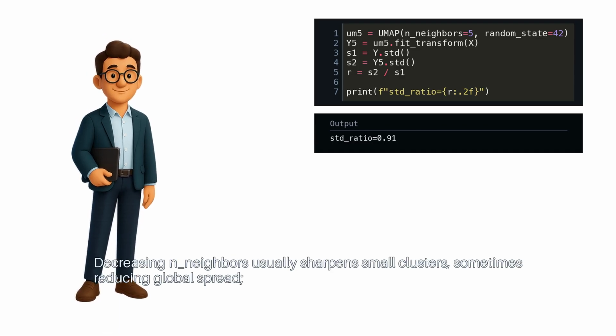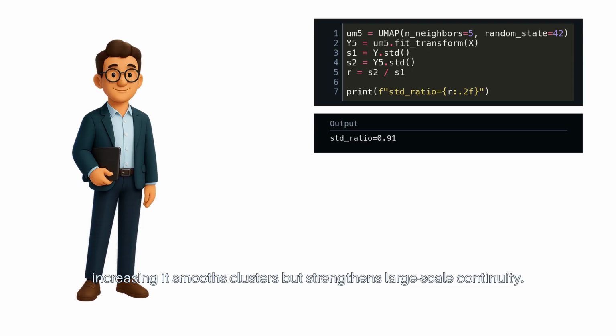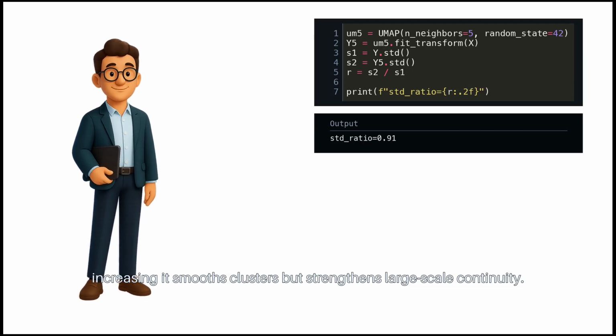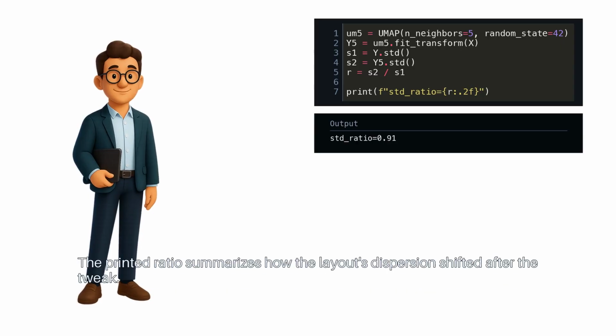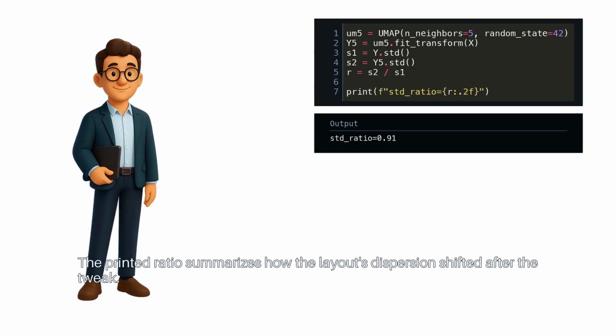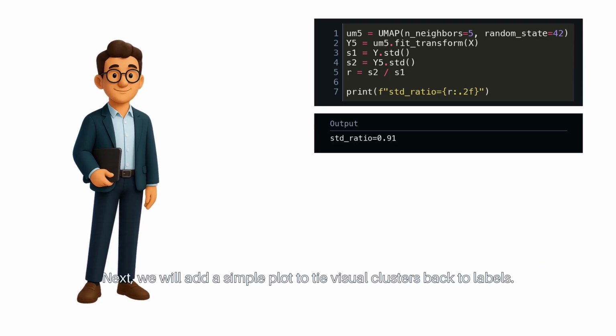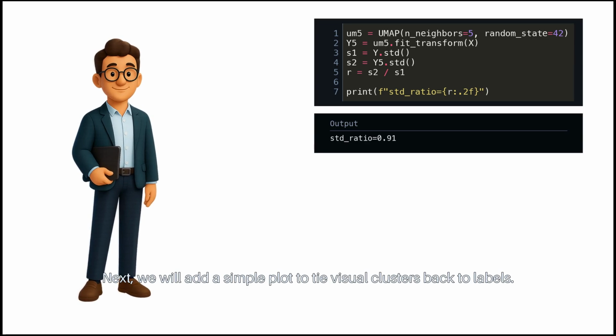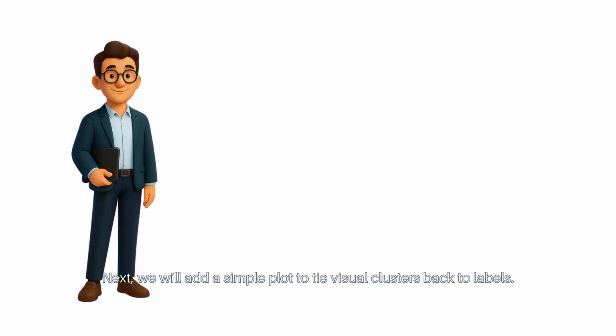Decreasing n_neighbors usually sharpens small clusters, sometimes reducing global spread. Increasing it smooths clusters, but strengthens large-scale continuity. The printed ratio summarizes how the layout's dispersion shifted after the tweak. Next, we will add a simple plot to tie visual clusters back to labels.